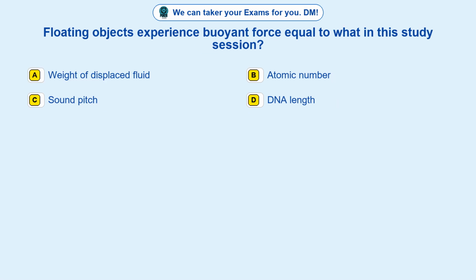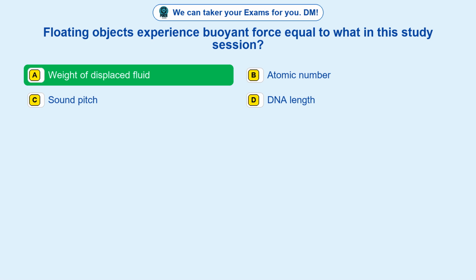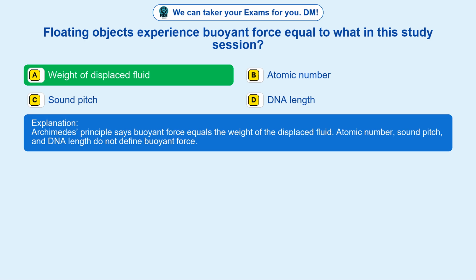Question 80. Floating objects experience buoyant force equal to what in the study session? Option A, weight of displaced fluid. Option B, atomic number. Option C, sound pitch. Option D, DNA length. The correct answer is option A, weight of displaced fluid. Archimedes' principle says buoyant force equals the weight of the displaced fluid. Atomic number, sound pitch, and DNA length do not define buoyant force.